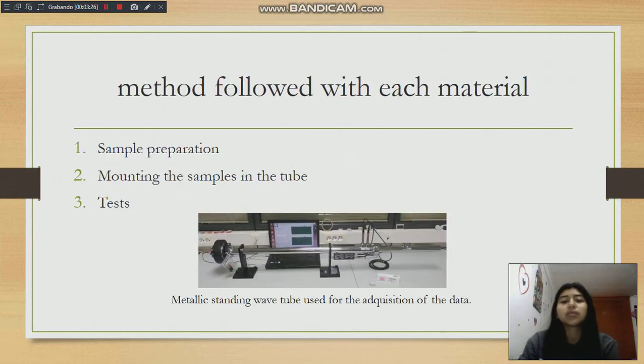The method followed with each material: first, sample preparation; second, mounting the samples in the tube; and third, tests.